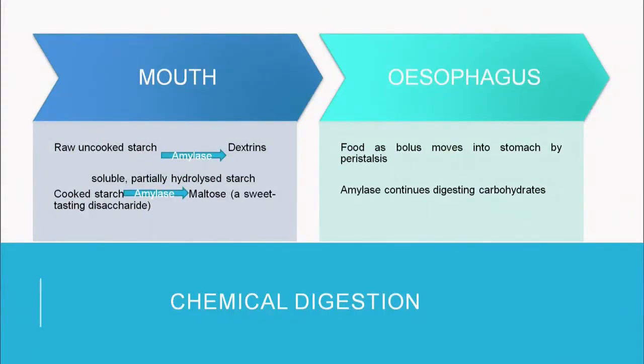Now, the chemical digestion. In the mouth, the raw or uncooked starch with the help of the enzyme amylase is converted into dextrins, the soluble partially hydrolyzed starch, that is, the cooked starch is partially hydrolyzed. With the activity of the enzyme, it is converted into maltose, which is again a disaccharide. And I told you in the previous session that maltose and sucrose are disaccharides, which are made up of two units of monosaccharides.